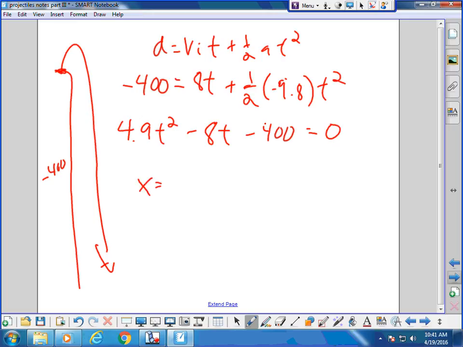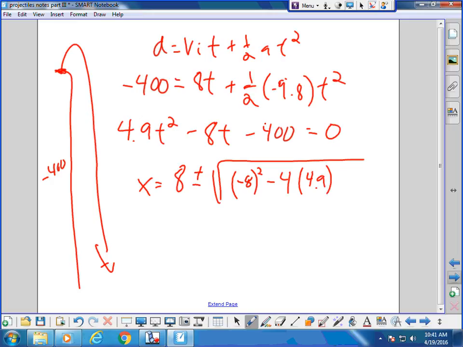So it's going to be x equals minus b, so that's going to be 8 plus or minus the square root, b squared. b is minus 8. Can I write just 8 squared? Do I have to write minus 8? I'll write minus 8 squared minus 4ac. A is 4.9. C is minus 400, all over 2a, 2 times a.